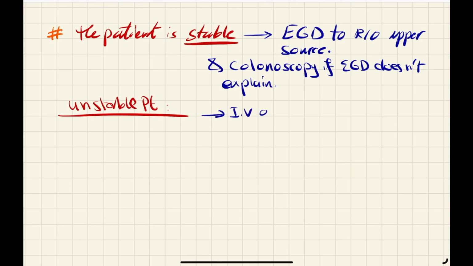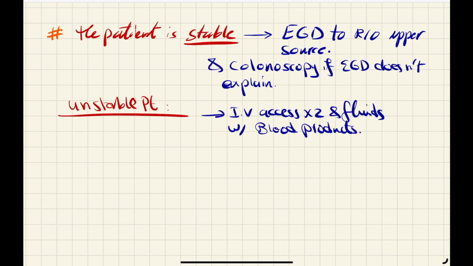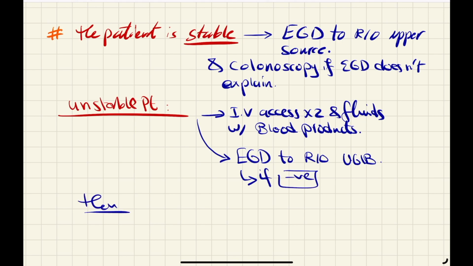And always remember to do the physical exam to make sure that the bleeding is not from an anal fissure or from hemorrhoids. For an unstable patient, we stabilize the patient: IV access, fluids, and blood products. We take initial labs. EGD can be done on an unstable patient to rule out upper gastrointestinal bleed. If it's negative and the patient is unstable, we continue stabilization of the patient and then we do CT angiography to detect the source of the bleed.